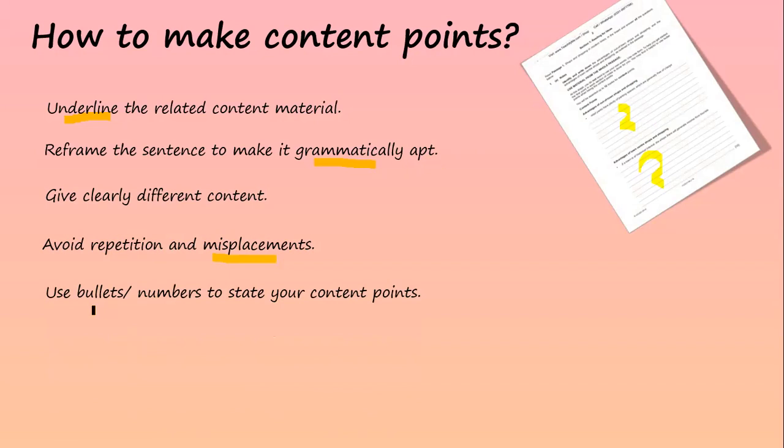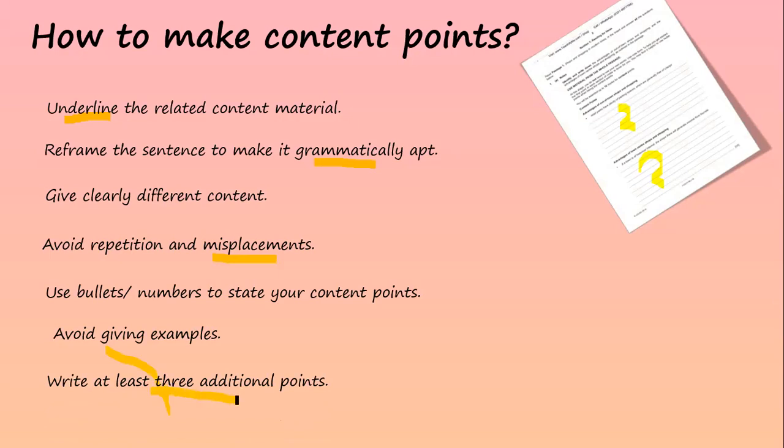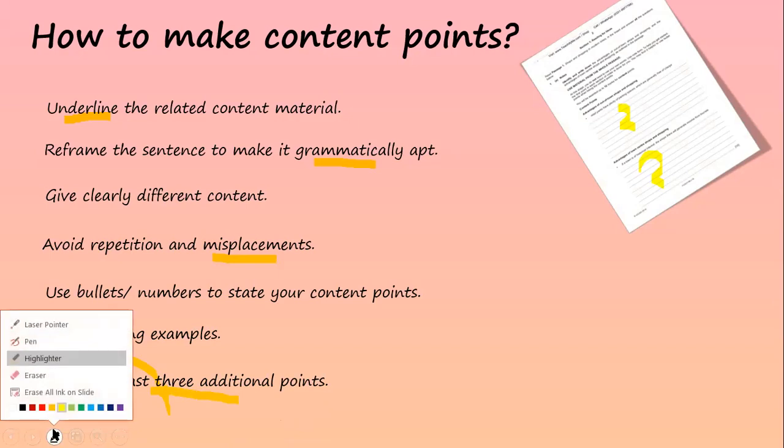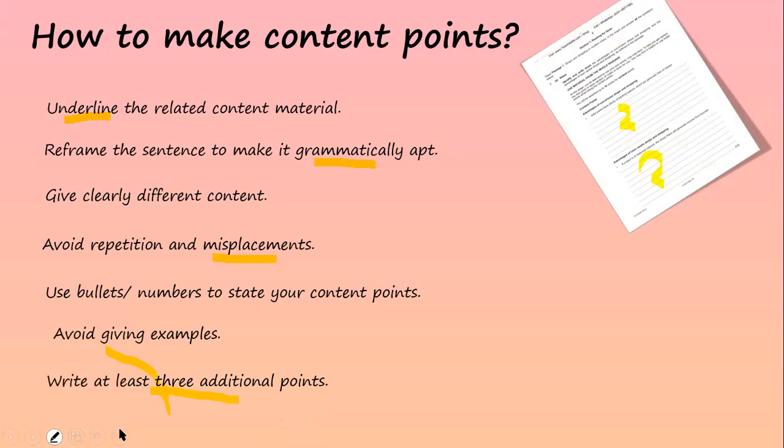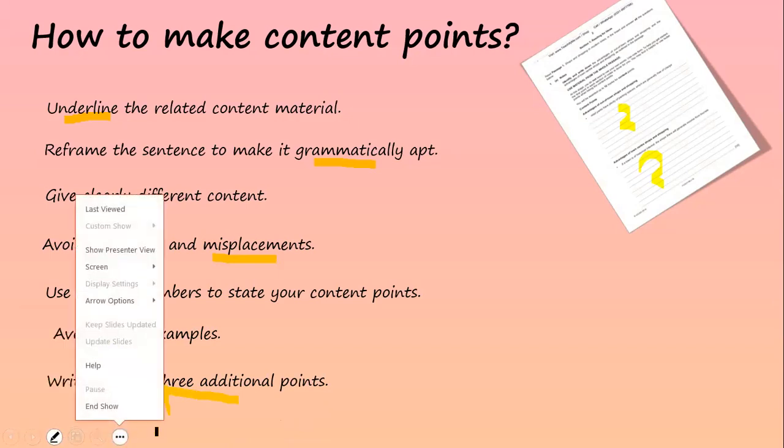They should choose bullet points or numbers to state the content points, and try to keep your content points so short that they are not running onto the next line. Please don't give examples as content points. They are not taken because they are only in the passage to help you understand it. Write at least 3 additional content points, because the additional content points can be taken if some of your content points are wrong. So here you have liberty and you can give them.